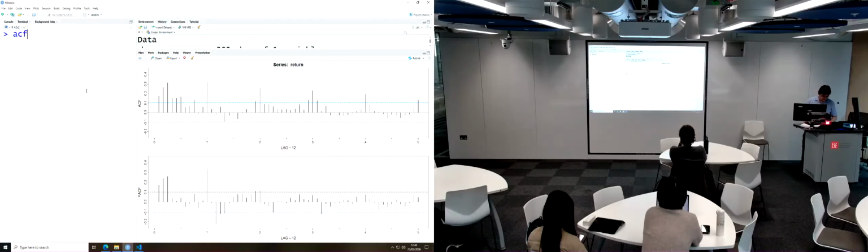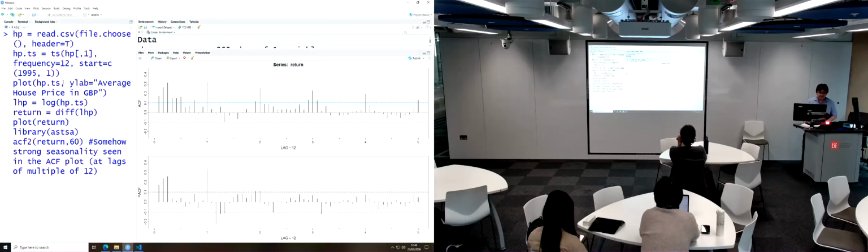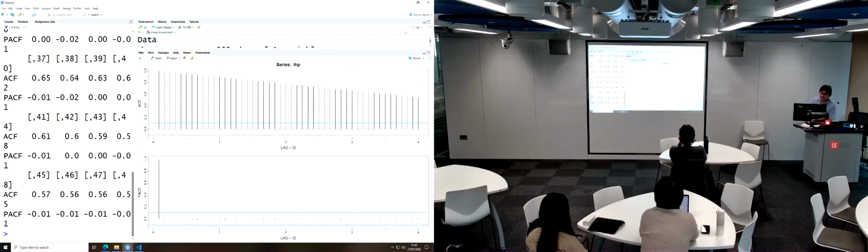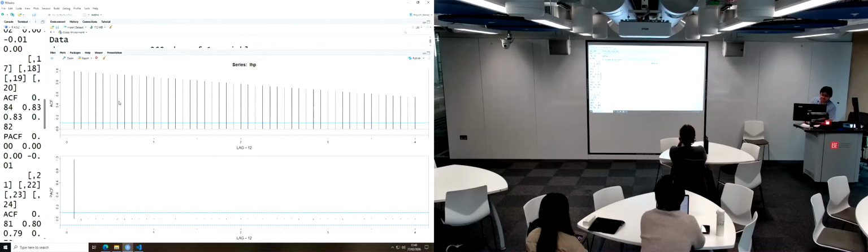Let's look at the ACF of the original log house price data. So I take logarithm as a scale. That's what I want to demonstrate to you. You can see immediately that the only conclusion you can draw from this ACF is that it's not stationary.